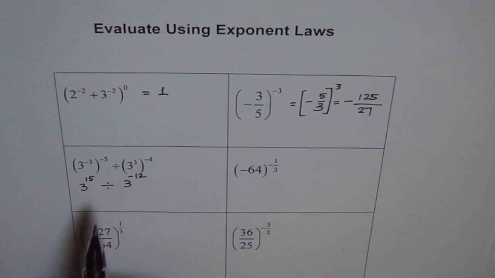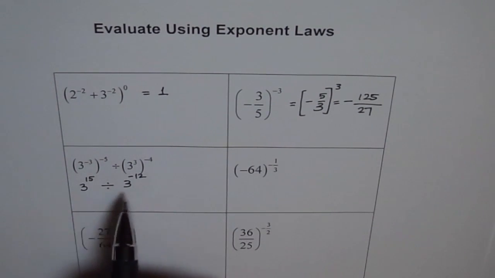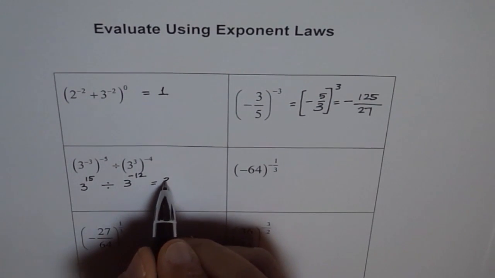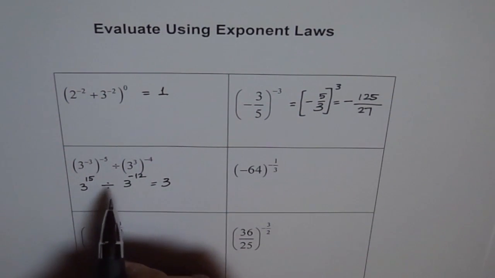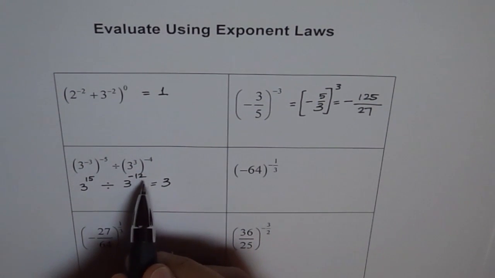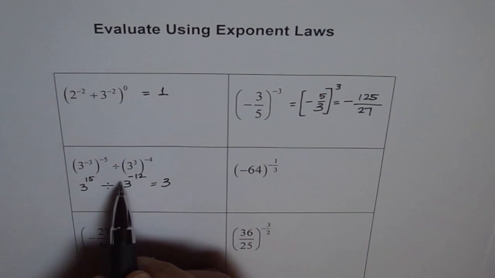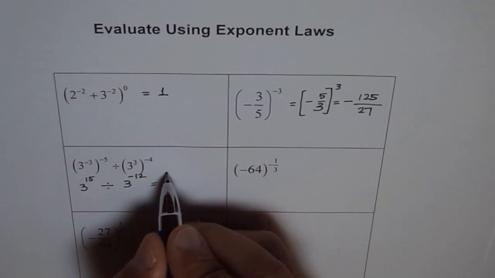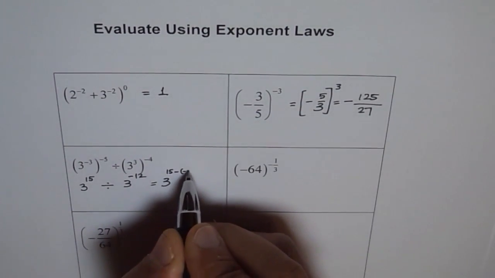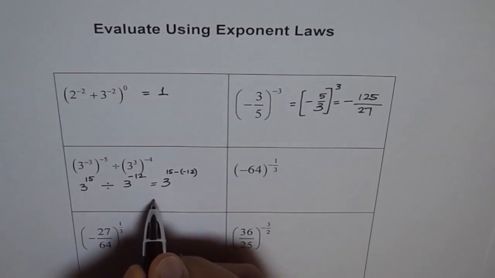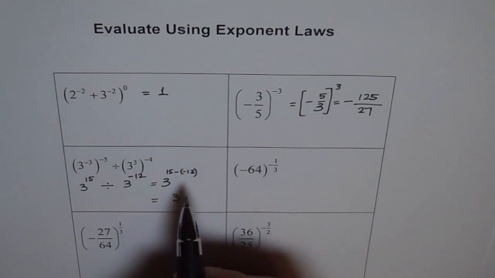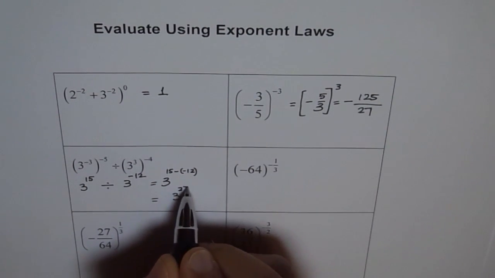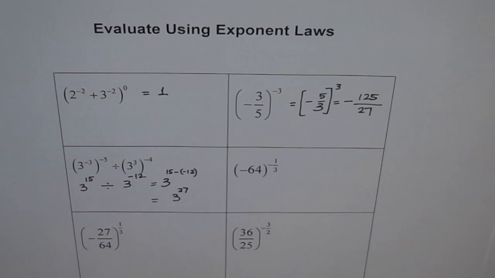Now, using laws of exponents, if it is divide with the same base, then we have to subtract the exponents, right? So we do 3 to the power of 15 minus minus 12. So when you do 15 minus minus 12, it becomes 15 plus 12, correct? So that will give you 3 to the power of 15 plus 12. Do you see that? So it becomes 27, okay, for this particular case.